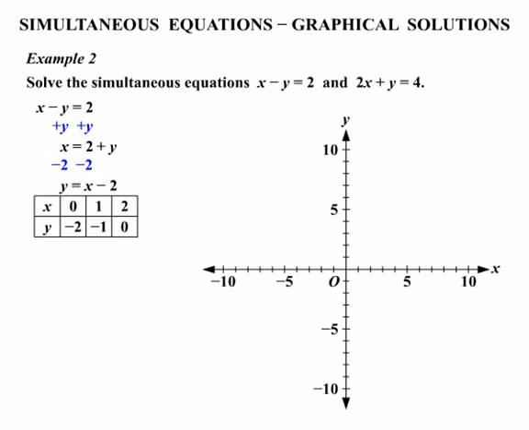Now we'll plot our points in, starting with 0, minus 2. So across 0, down minus 2 gives us this point here on our y-axis. 1, minus 1, across 1, down to minus 1, this point here. And then 2, 0, across 2, up 0, this point here on our x-axis. Now we join our line up, remember to extend it out, arrows on the end, and label our equation. Notice we use the original version of the equation there, x minus y equals 2.